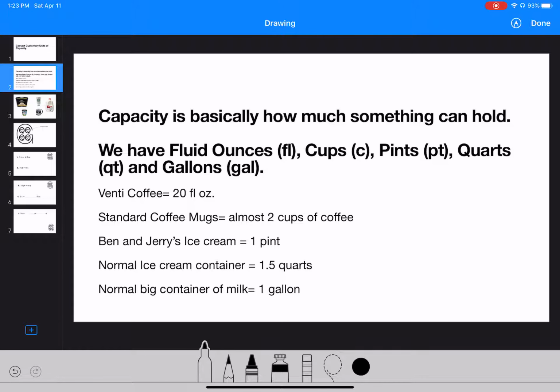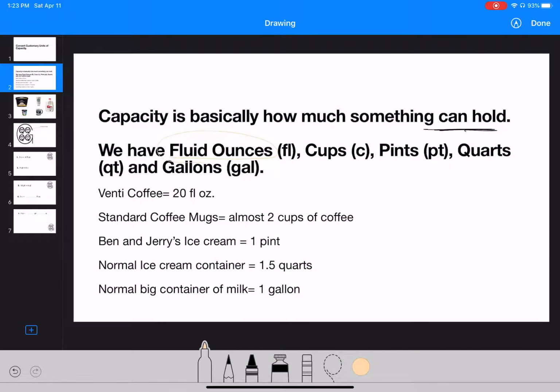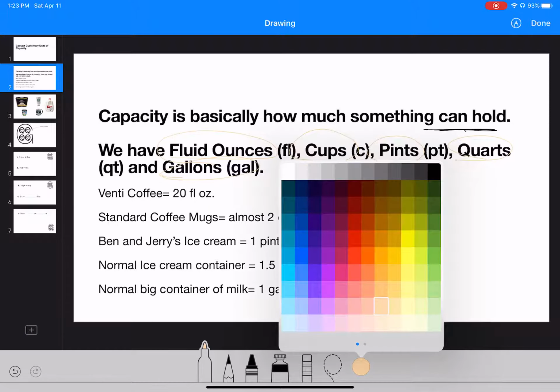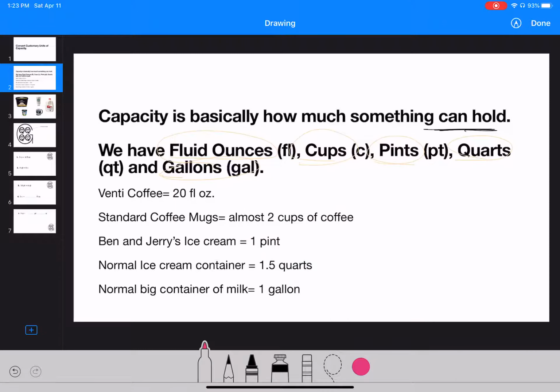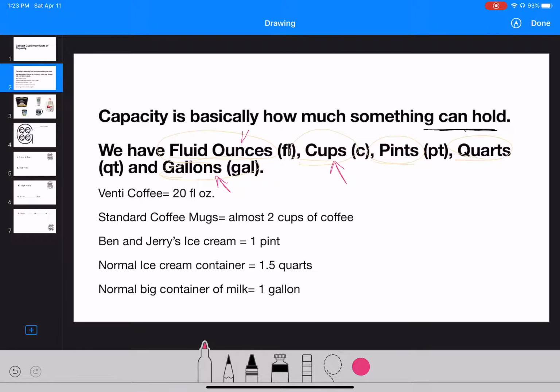Capacity is basically how much something can hold, as we just said, and we have different types of capacities in the United States. For example, we have fluid ounces, cups, pints, quarts, and gallons. Some of these might be more familiar to you. We usually use things like cups, gallons, and ounces a lot in the United States. We rarely ever think about pints and quarts, but we'll talk about those today. Remember, these are the measurements we use in the United States. Other countries use the metric system.